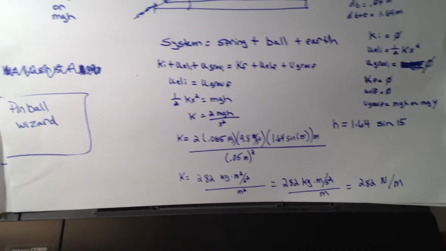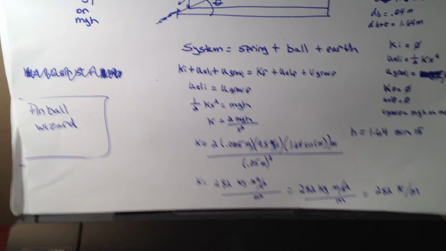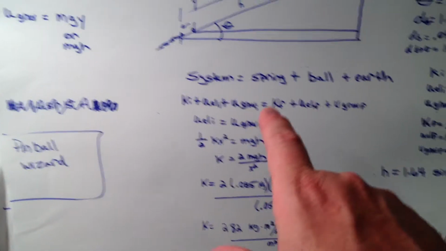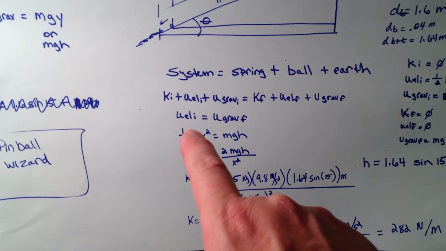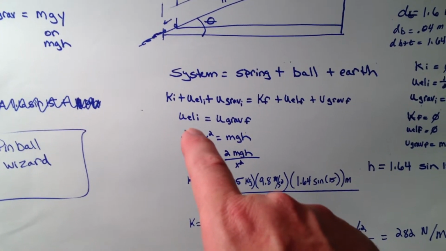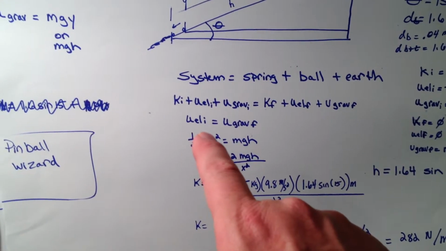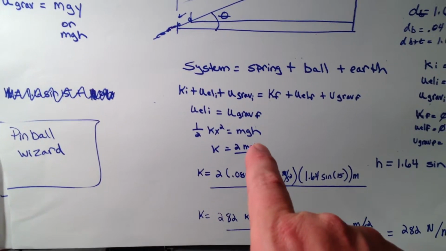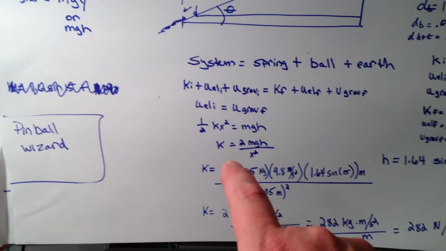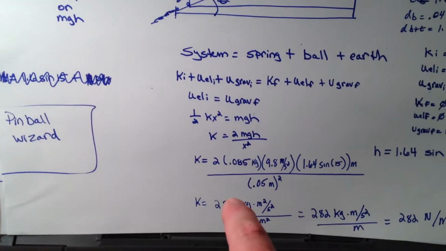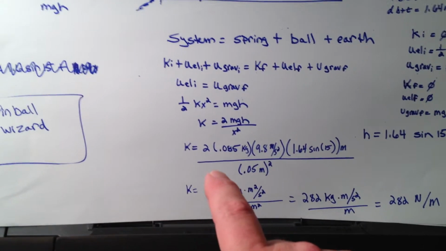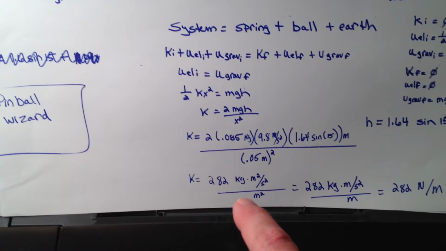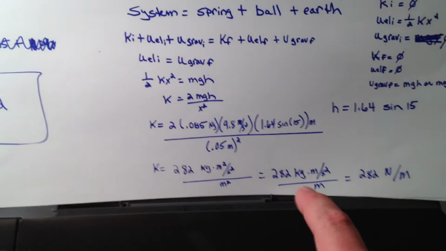So we start doing what we would call the physics on this problem. We set it up right here, and then we say, all we have left is potential elastic and potential gravity. Then we substitute into it, and we solve for k, because that's what we're looking for, the spring constant. Then we plug in our numbers, and we get our answer.